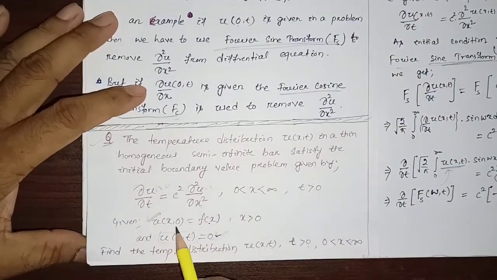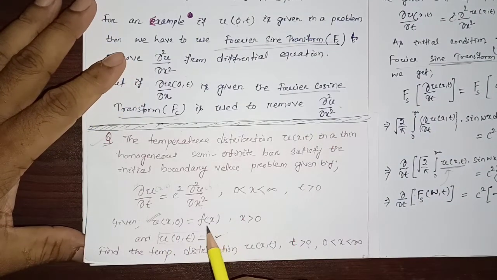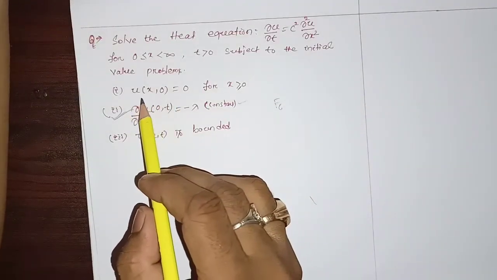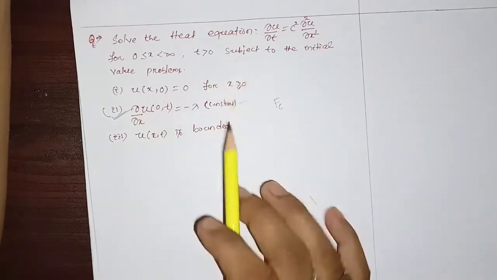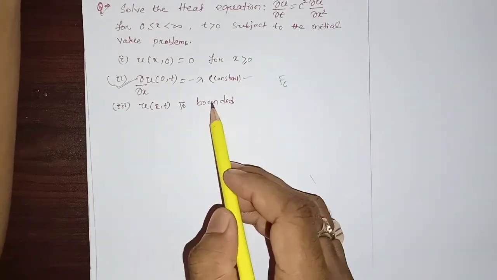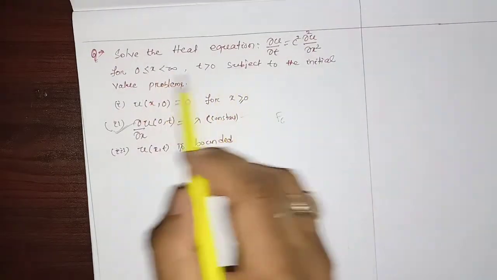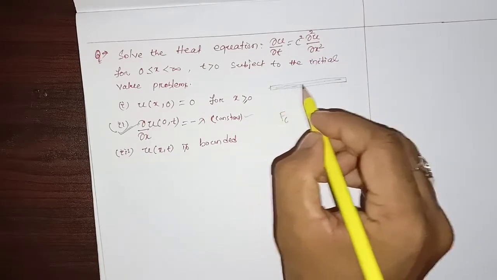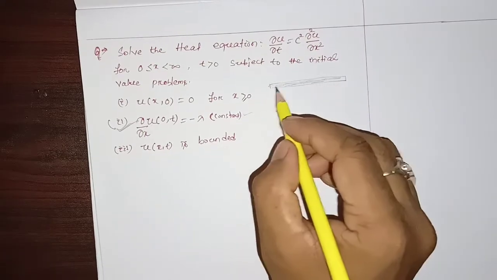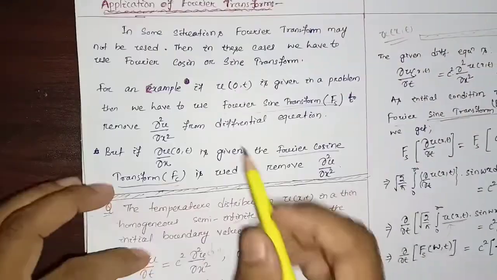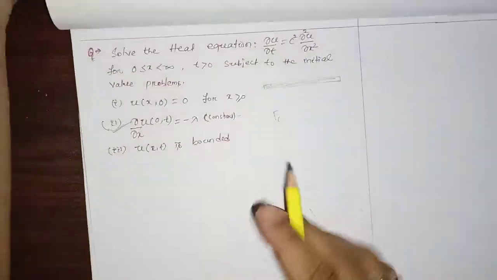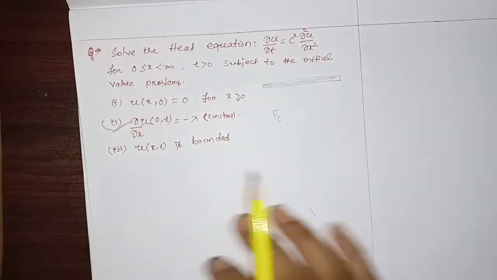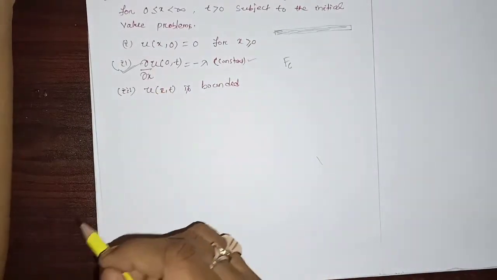Okay, if you compare this question and this question, here you can see that u(x,0) is given as f(x), and in our today's question u(x,0) is given as u. And u(x,t) is bounded. Obviously it will be bounded because the material we have chosen is a semi-infinite bar, a semi-infinite bar which extends from 0 to infinity. Okay, so let's start to solve this question.